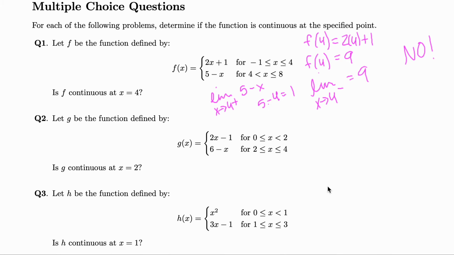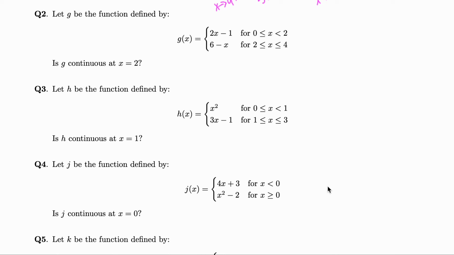All right, moving on to question number 2. So now we are looking to see if g is continuous at x equals 2. Let's start it off the same way. Let's go ahead and get g of 2. So in this case, we are going to be using the second function rule because here it's x is greater than or equal to 2, for which the second rule is defined. So we're going to go ahead and directly substitute that in. We're going to get 6 minus 2, which is equal to 4.